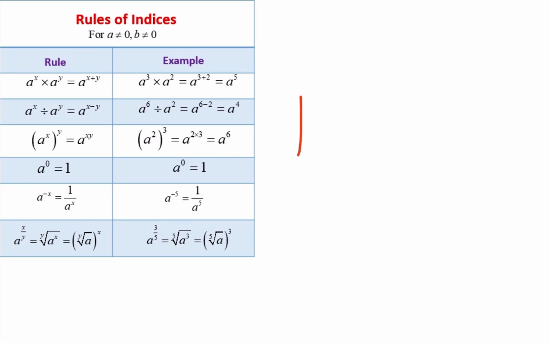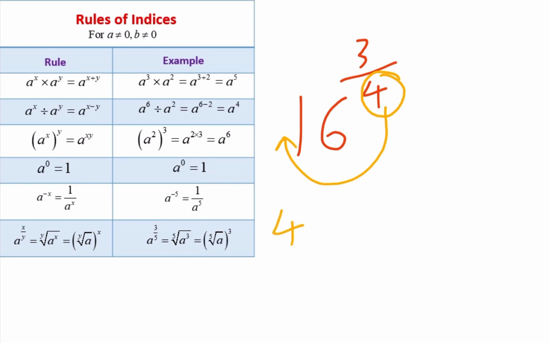Let's try 16 to the power of 3/4. Before we start, don't try and answer the question. I'm not asking you to work out what is 3/4 of 16. Remember that. We take the 4 and we bring it to the outside. Follow the pattern. There's the 4. 16 goes inside the root. So we're finding the 4th root of 16.